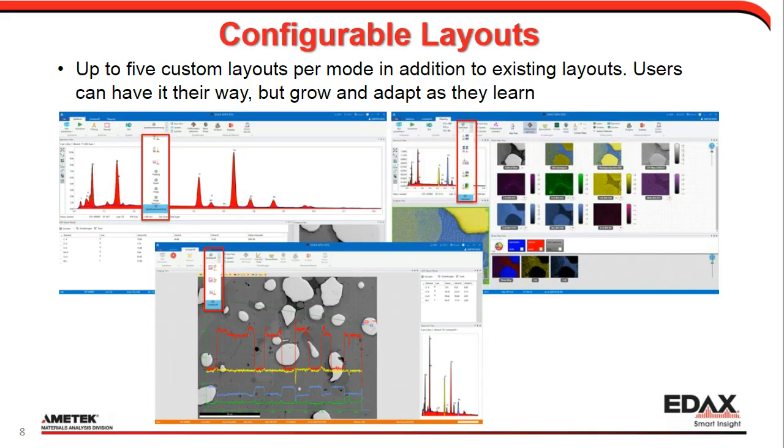For each mode, the user can set up to 5 custom layouts in addition to the existing layouts. The custom layouts will be added to the drop-down menus marked in the red box. You can have it your way, but grow and adapt as you learn. These are examples of custom layouts for spectrum, line scan, and mapping, from left to right, top to bottom. In the bottom layout, we can see that the user is using a very large image window to see the overlay of line scan on the SEM image.